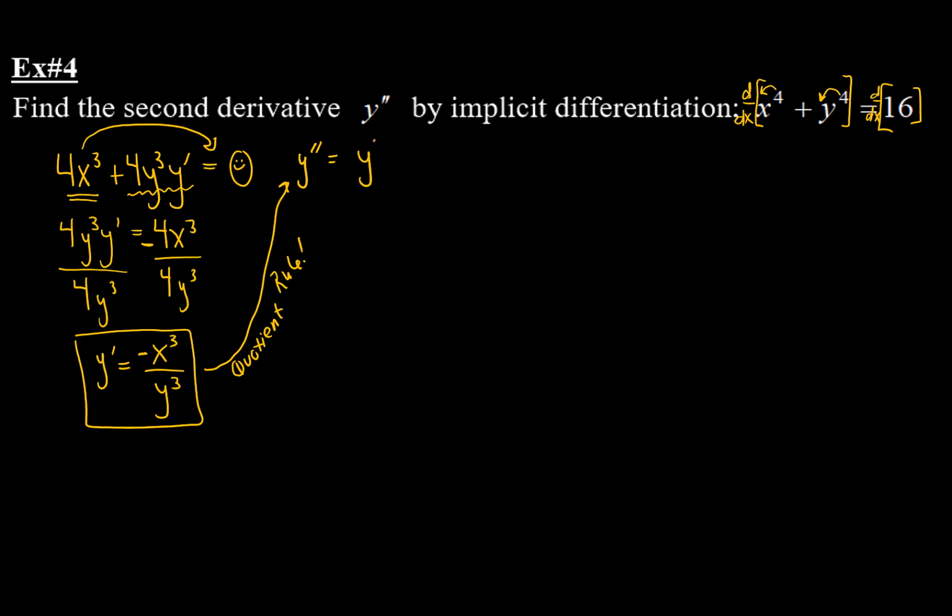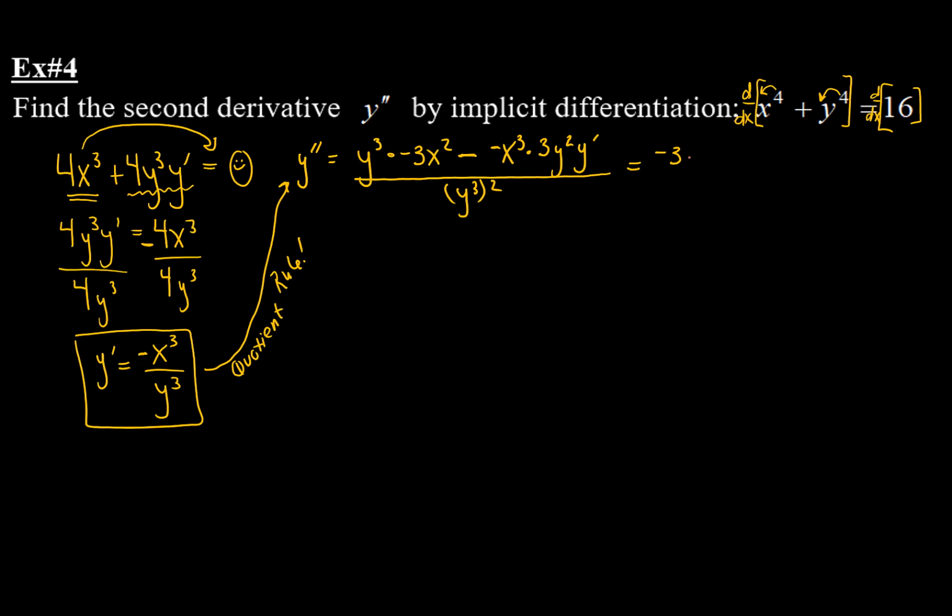So I'm going to do my low times the derivative of the high, minus, because quotient rule is minus, and then my high times the derivative of the low. And don't forget that y prime in there. And then all over the low squared. Let's go ahead and simplify some things.